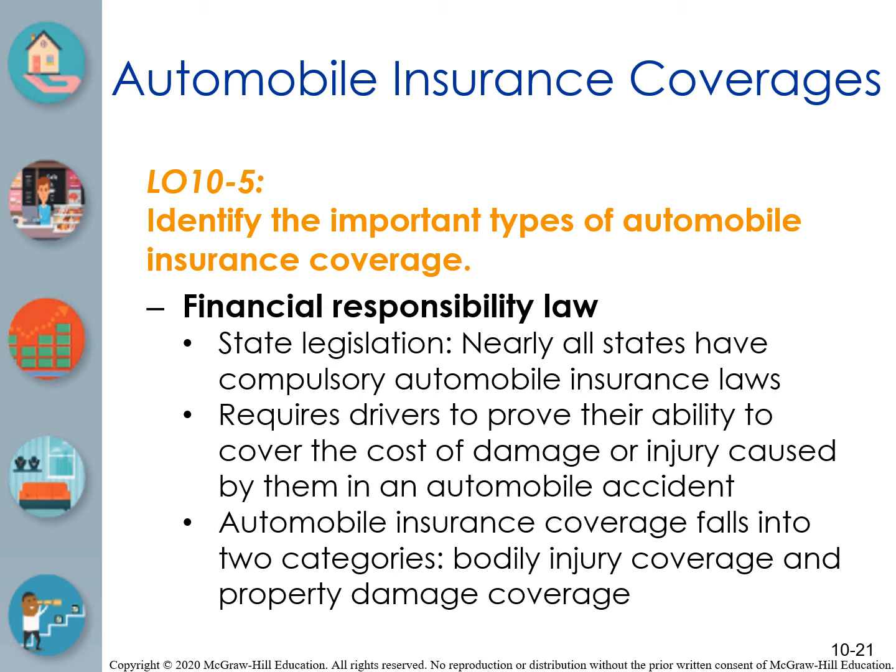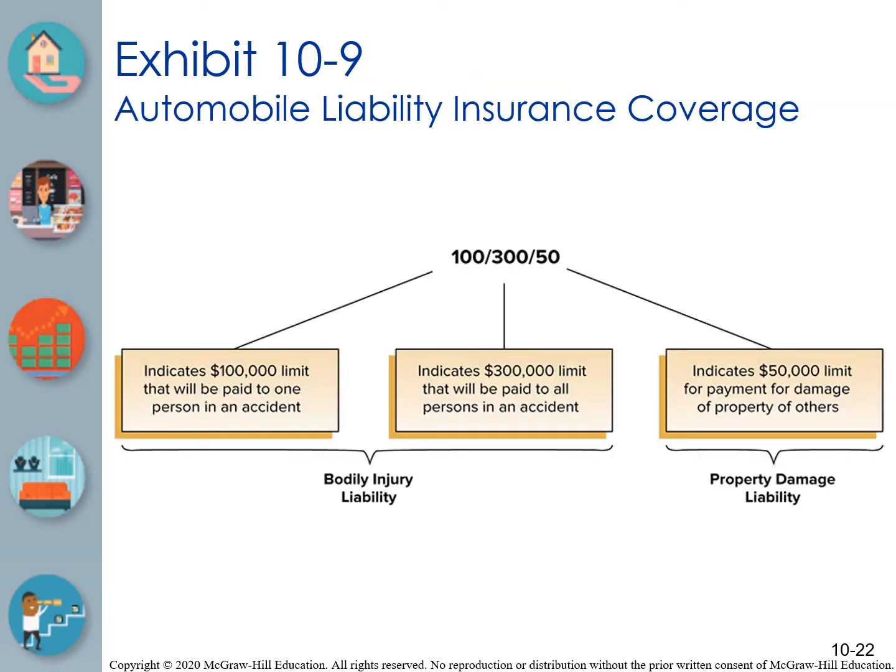But anyway, financial responsibility. State legislation: nearly all states have compulsory automobile insurance laws that require drivers to prove their ability to cover the cost of damage or injury caused by them in an auto accident. Automobile insurance coverage falls into two important categories: bodily injury coverage and property damage coverage. So bodily injury and property damage coverage. Okay.